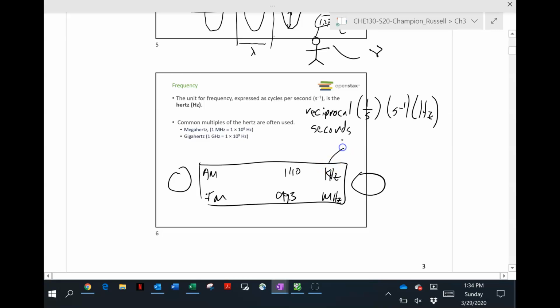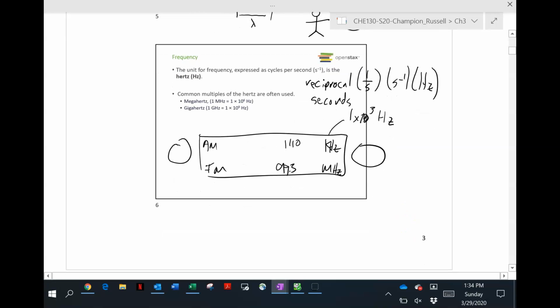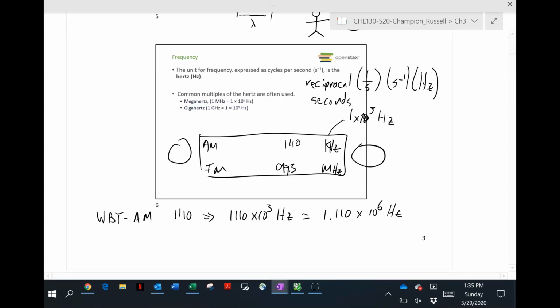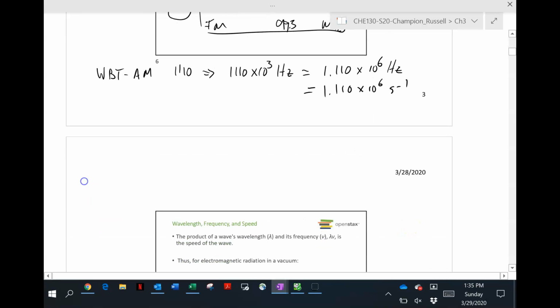Kilohertz, of course, would be 1 times 10 to the 3rd hertz. So if I'm looking at WBT AM, which is at 1110, that means that I have 1110 times 10 to the 3rd hertz, and I could say that's 1.110 times 10 to the 6th hertz. We could go on and figure out other things about that once we learn how to do those calculations. And again, that's equivalent to saying 1.110 times 10 to the 6th seconds to the minus 1.